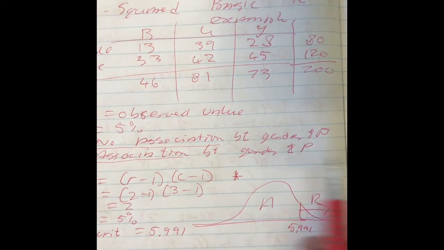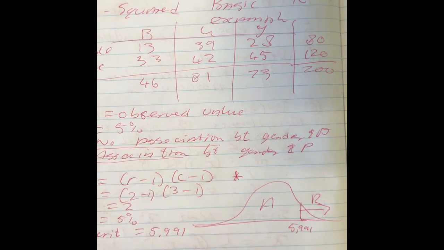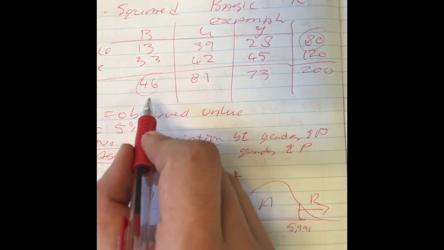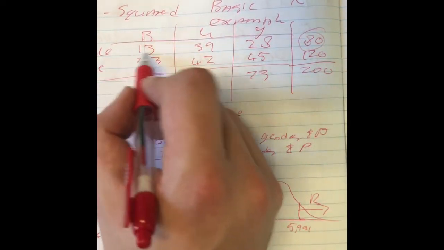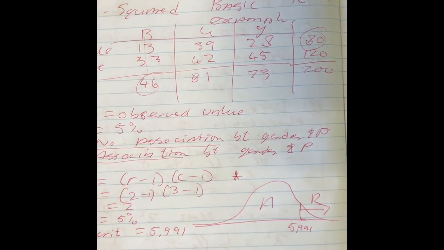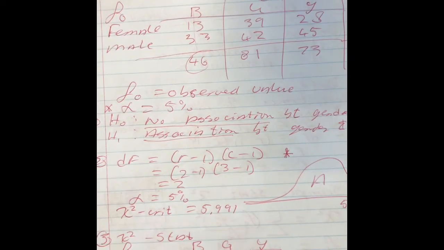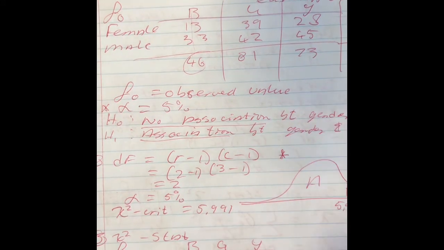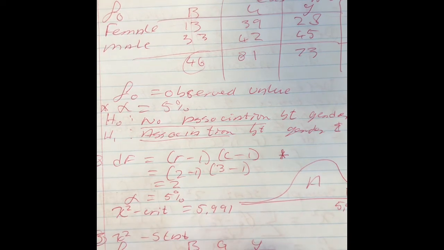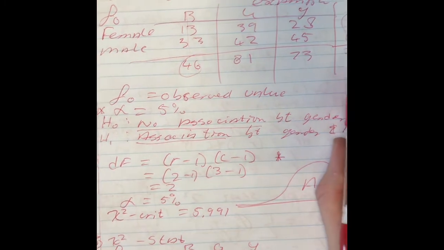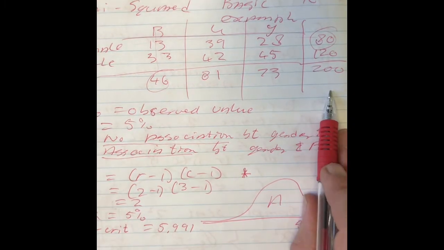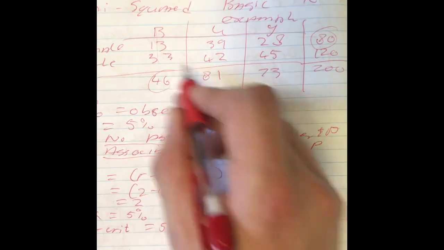200. So how it works is we take that value, and where they intersect, that will give us that expected value. So going back to our expected table, the first one would be 80 times 46 divided by 200. That would give us 18.4. The second one would be 120 times 46 divided by 200.